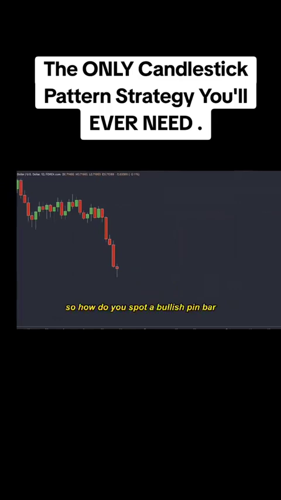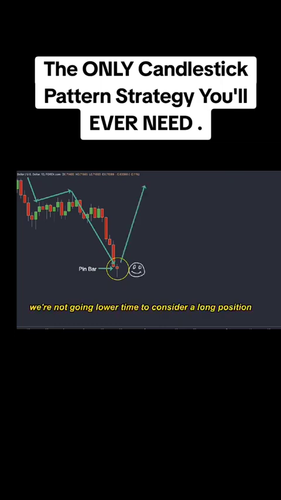So how do you spot a bullish pin bar? It's simple. Look for a pin bar with a long lower wick. This means the market tested lower prices but quickly rejected them, signaling that buyers are stepping in and pushing the price back up. You'll often see these bullish pin bars at the end of a downtrend, hinting at a potential reversal to the upside. When you see that long tail below the small body, it's like the market is telling you, nope, we're not going lower. Time to consider a long position.